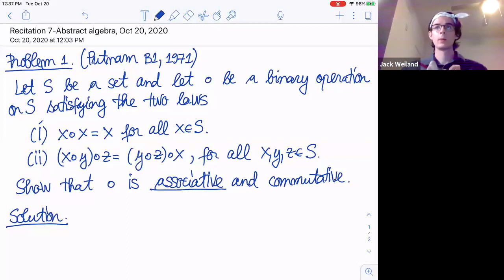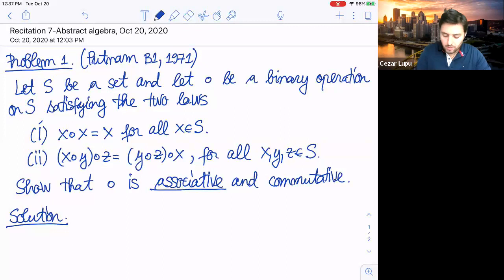The problem, the way it's stated, asks to show that this is associative and commutative, but you don't have to solve it in the order that it is stated. You don't have to prove associativity first and then dwell on commutativity. Maybe you can do the other way around. Maybe it's easier to prove that this binary operation is commutative and then show it's associative. Maybe.